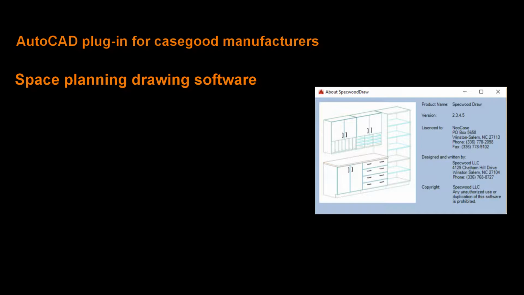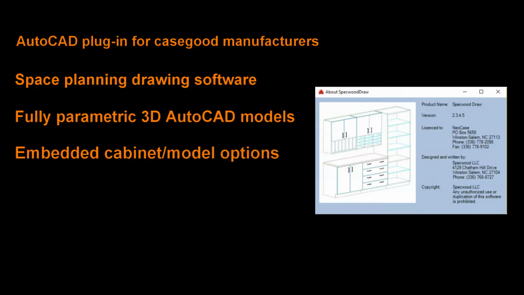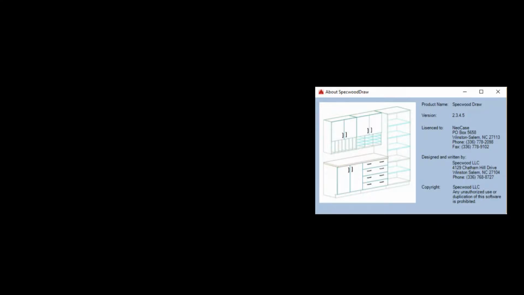It lets you add your model numbers as fully parametric models into an AutoCAD drawing, and at the same time you will be able to fully specify all options on such model numbers. Once you're done with creating all your elevations for a project using SpecwoodDraw, you will also be able to generate a quote or proposal for that project.